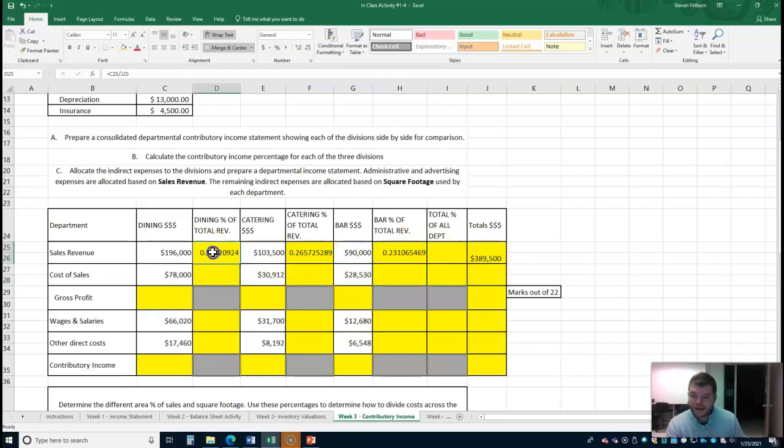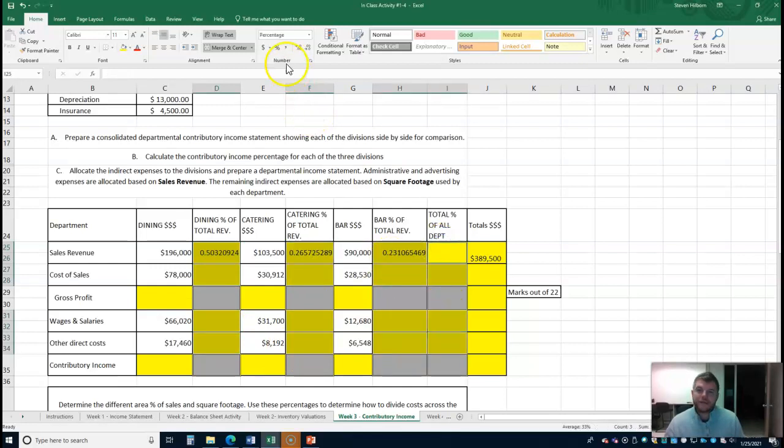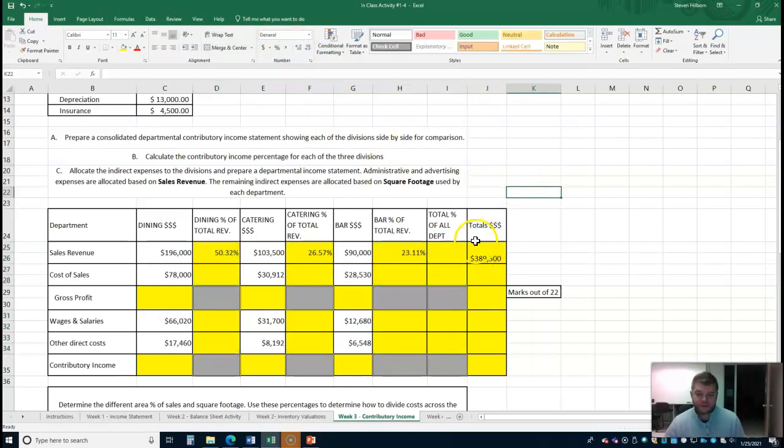Okay, so now we have these numbers. Now these are all going to be percentages, so I can just go through, select these all. These are percentages as well, and tell it's a percentage with 2 decimals. Okay. So 50.32% of the revenue comes from the dining area, 26 from the catering, 23 from the bar.